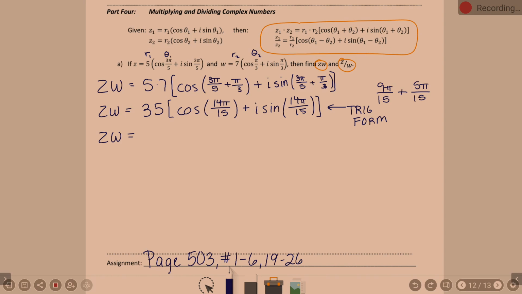If we were to write this out in the a plus bi form, that's obviously going to take a calculator. In order to write this out in a plus bi form, you're going to have to find the decimal versions of cosine of 14 pi over 15 and sine of 14 pi over 15. And then you're going to have to multiply in the 35. That is if we're going for the a plus bi form.